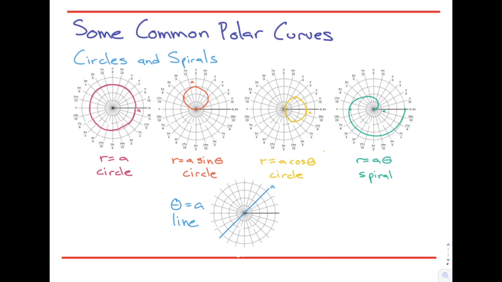Circles and spirals we've looked at already. So we've got equations like r equals a gives us a circle, r equals a sine theta, r equals a cosine theta also gives us circles, r equals a theta gives us a spiral, kind of starting at the center and working its way outward. And then theta equals a just gives us a line.